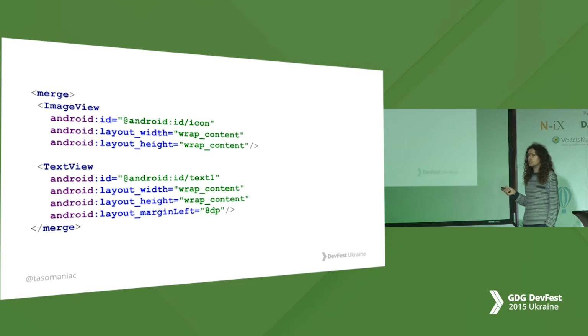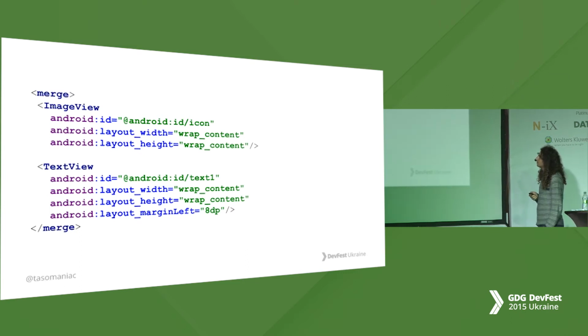This merge tag is really great, and it helps you to flatten your hierarchy in your views. What it does is that when you inflate this, it just puts these children inside your view group as if you wrote them inside it. So it will not add a hierarchy in your activity. It will be better for performance as well. So if you are including views into other views, consider using the merge tag.